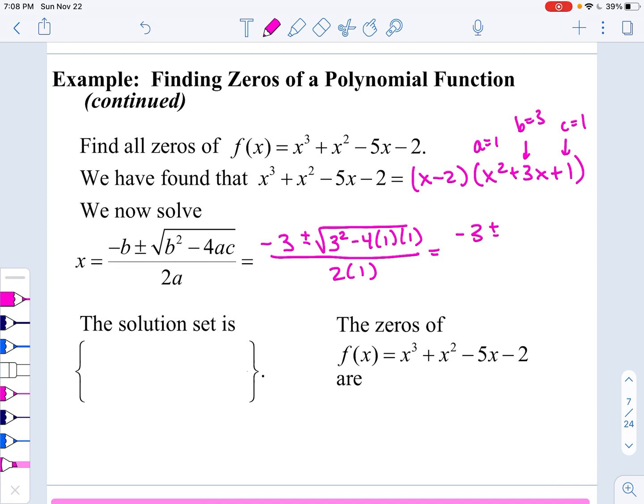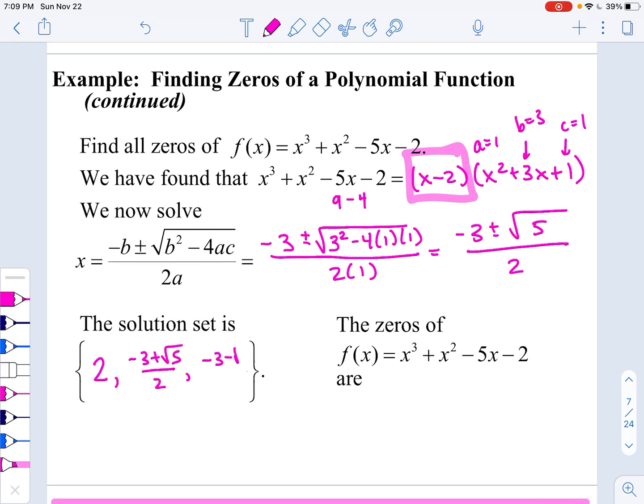Simplify down: negative 3 plus or minus, let's see, we have a 9 minus 4 times 1 times 1, 9 minus 4, square root of 5. And 2 times 1 on the bottom is 2. Well, we're not going to take it all the way down to decimals. Decimals are really not an exact answer. An exact answer is a simplified radical. So we already found one answer up here. If x minus 2 was that one solution, we had that positive 2. We had already found that solution. And now we have a negative 3 that's being added with root 5 over 2, and we have a negative 3 that's going to subtract the root 5 over 2. So those are our 3 solutions that we ended up finding.